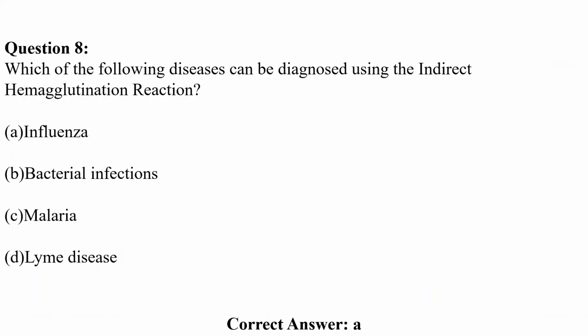So generally these indirect hemagglutination reactions are used for detecting the viral titer in the sample. So influenza is caused by a virus, so influenza can be diagnosed using the indirect hemagglutination assay.